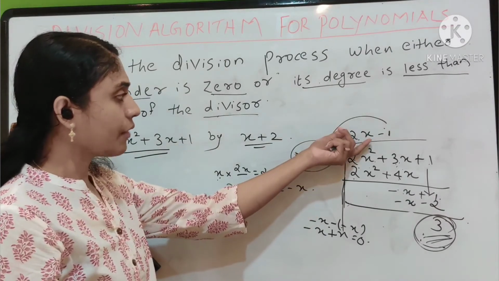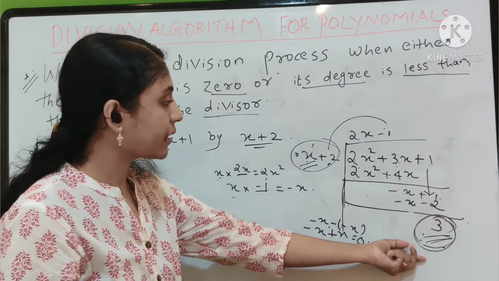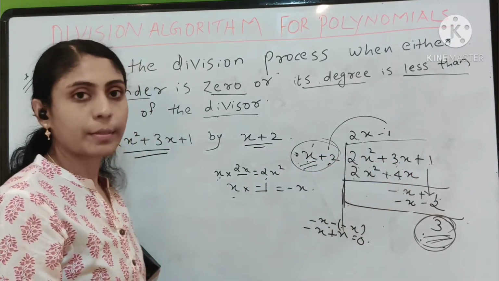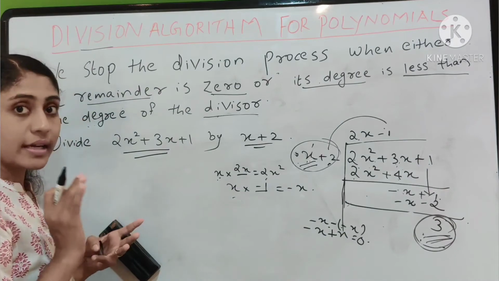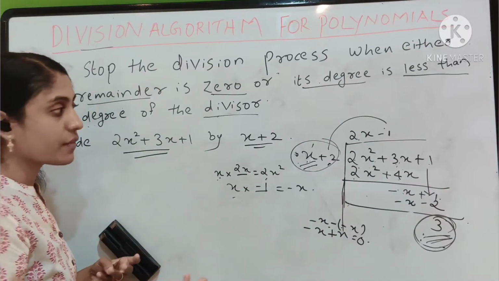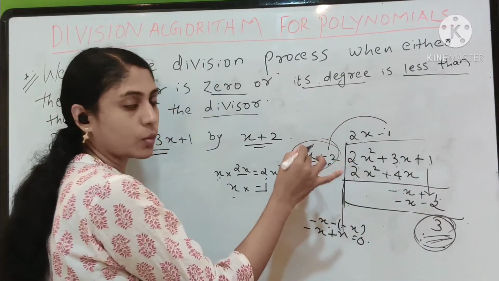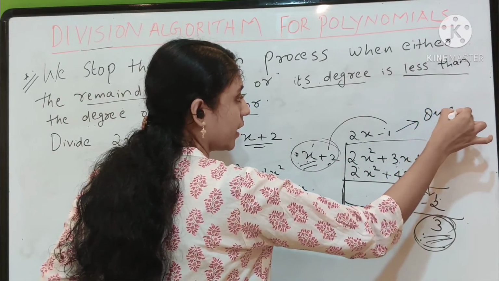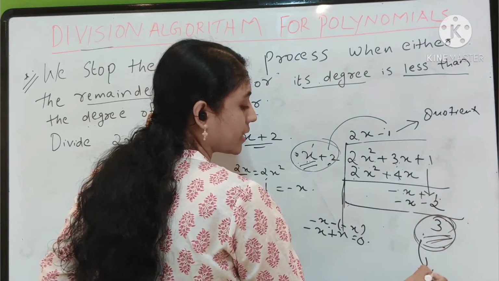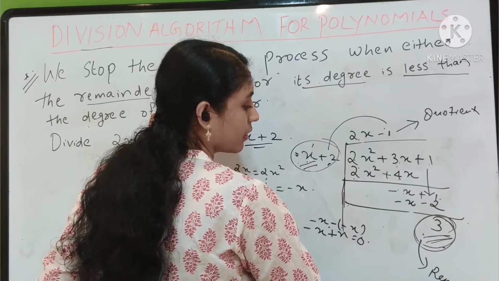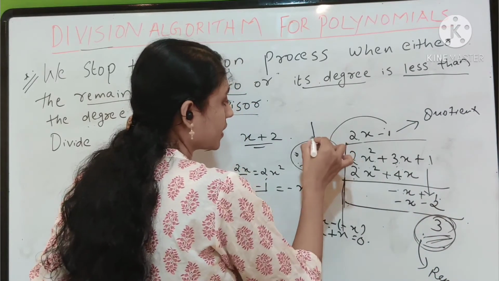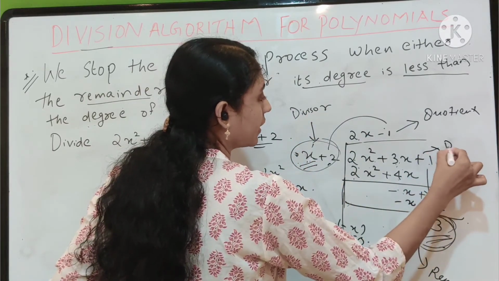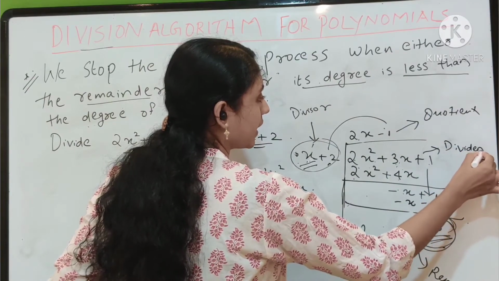So our quotient is 2x minus 1, remainder is 3, divisor is x plus 2, and this is the dividend, 2x square plus 3x plus 1. If anyone doesn't know what is dividend, what is divisor, just write this problem, do this problem and mark this as the quotient and this as the remainder, and this is the divisor, and this one is the dividend, that is 2x square plus 3x plus 1.